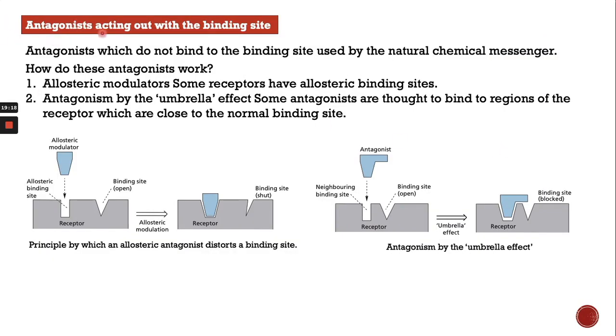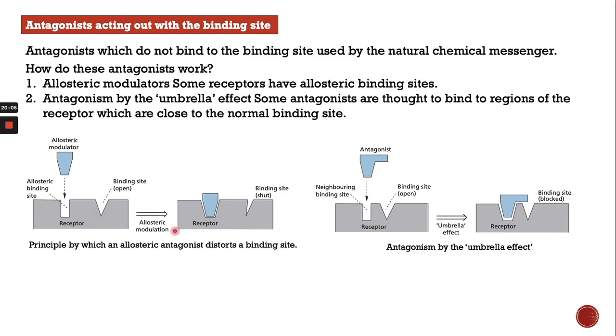Now the second one is the antagonist acting outside the binding site. These are antagonists which do not bind to the active site used by the natural chemical messenger. How does it work? It works as an allosteric modulator, right? Some receptors have an allosteric binding site. For example, this one is the allosteric binding site, and this is the allosteric modulator. This allosteric modulator binds with the allosteric binding site and deforms the binding site of the substrate, so the substrate is not able to bind, or cannot recognize the binding site.